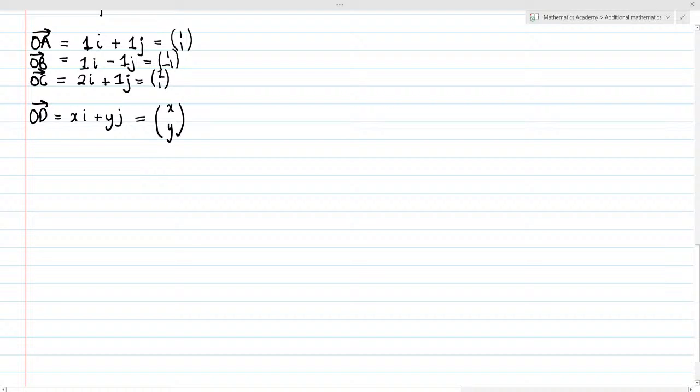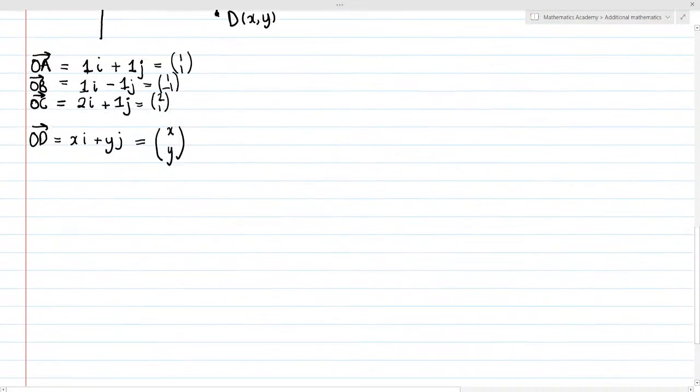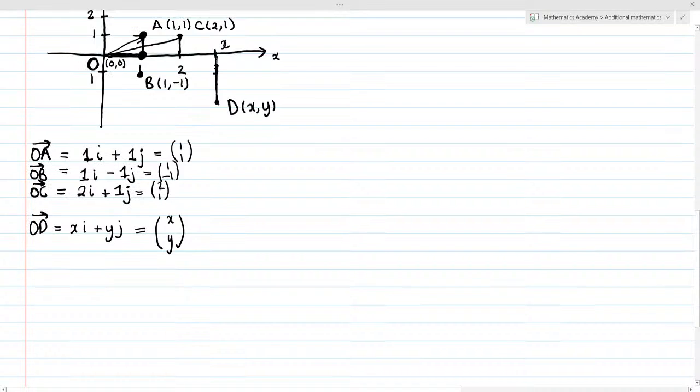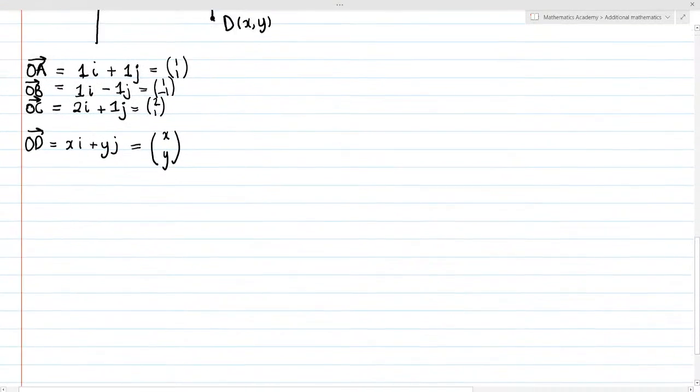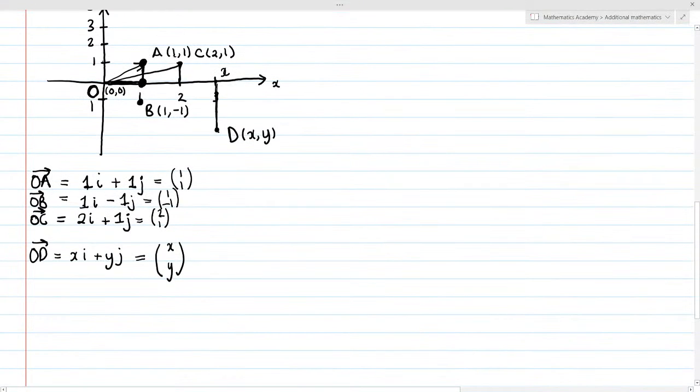So let's try to think about some situations. So suppose we had 2 parallel vectors. Actually, before we think about that, let's think about what if we did not start from the origin, okay? Let's think about the vector AB. What is the vector AB?